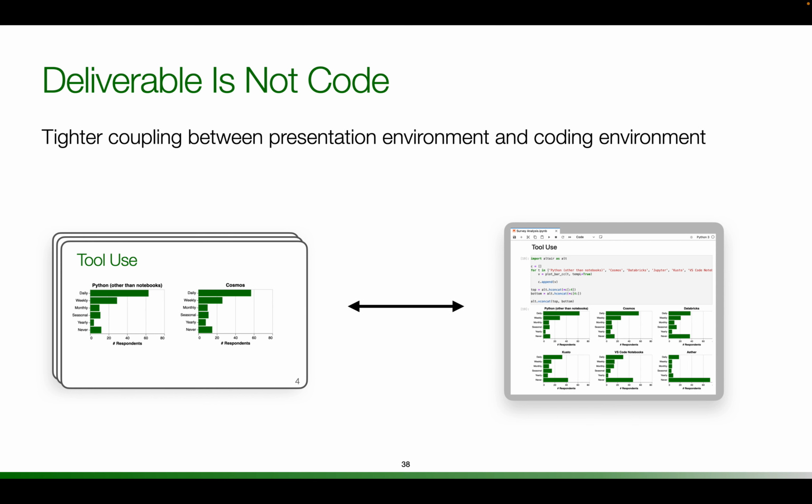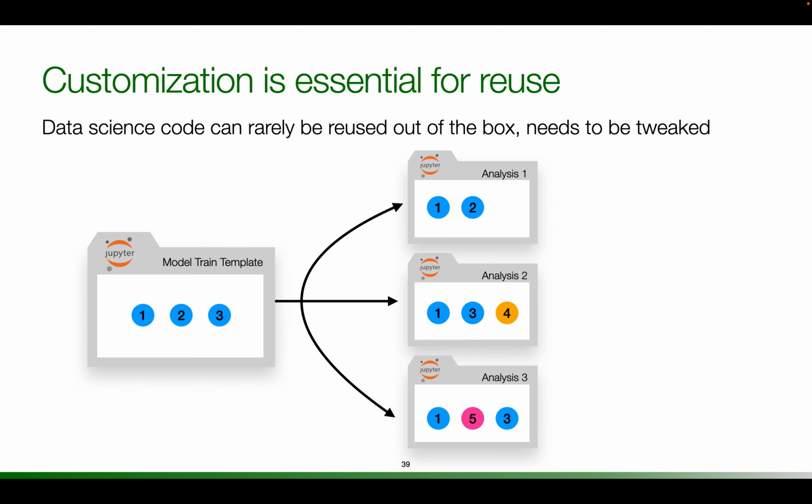And this is particularly difficult because it's not just linking a PowerPoint on my left and a notebook on my right, but it's linking the code and that data so that I can do follow-up analysis. Next, customization is absolutely essential for reuse. In data science, the code can rarely be reused out of the box and it needs to be tweaked.